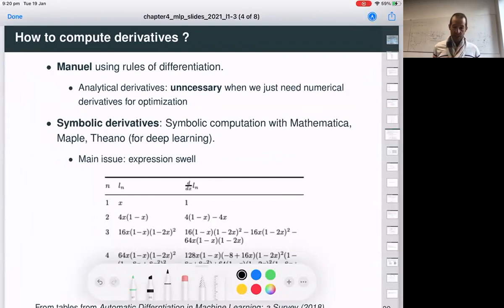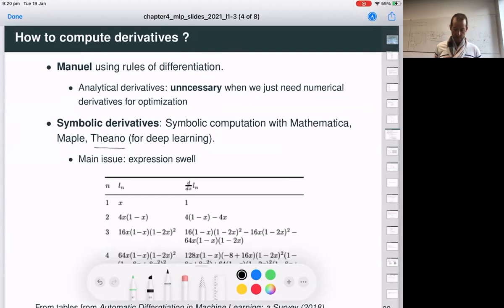But in fact, we don't need to do this because we need tools to get something fast, to get the numerical derivative for optimization. You can use also some software to get symbolic computation like Mathematica, Maple, or another software, Theano for deep learning.